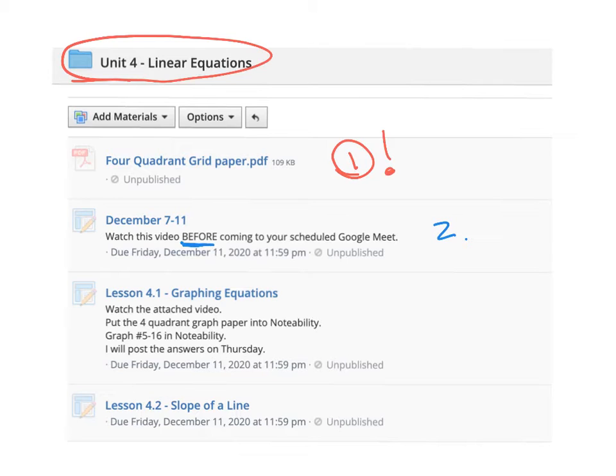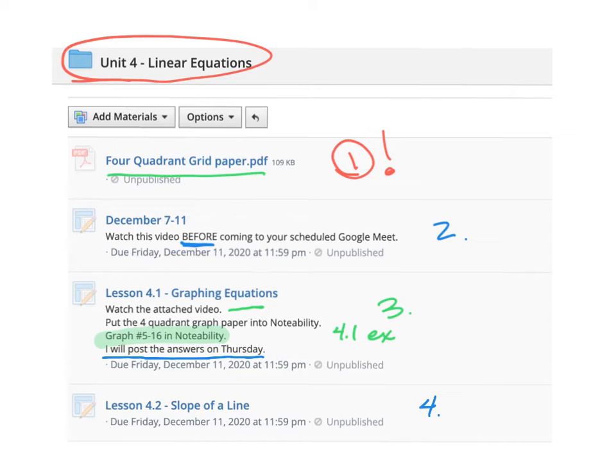So here is number 3. This is our lesson for today. So there's a video attached. Then you're going to put that 4-quadrant graph paper into Notability. And there is also 4.1 exercises attached. On that, you're going to graph 5 through 16. Just those 12 problems. You're going to graph them in Notability. Then just leave it. You don't have to submit it. Then on Thursday, I will post the answers to the graphing that you will see.